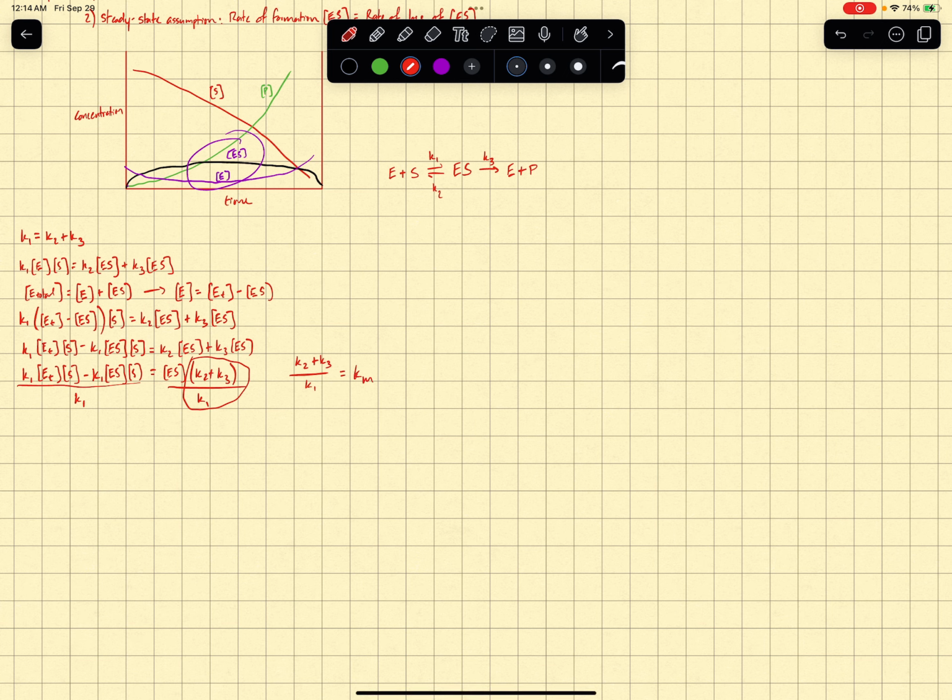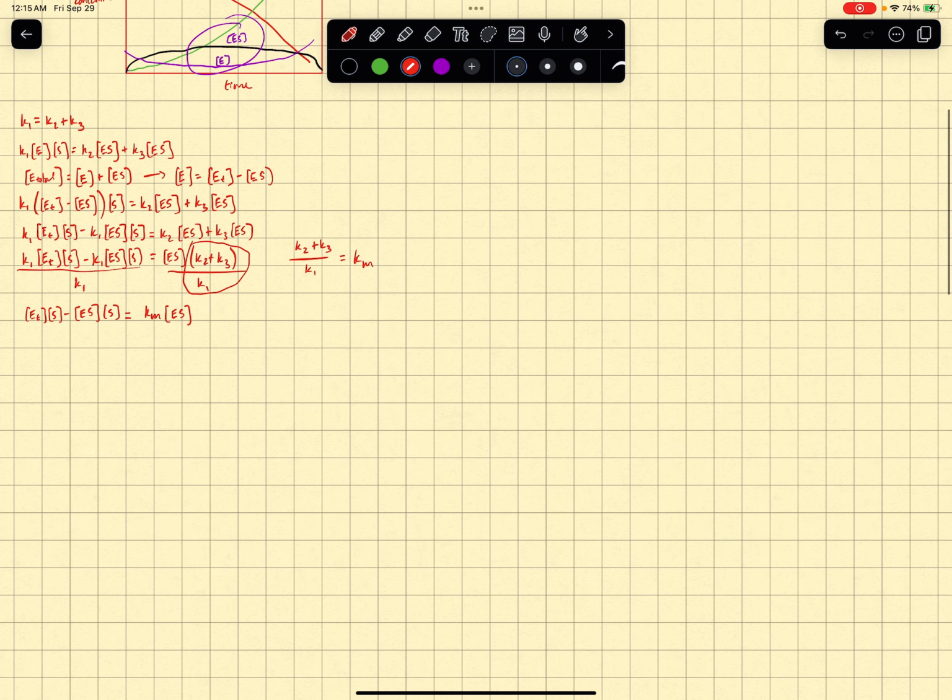So we can rewrite this as the total enzyme times the substrate minus the enzyme substrate complex times the substrate, because the k1s would have canceled out there. This is going to be equal to Km times the enzyme substrate complex. Now if we do a little bit more algebra, we're going to try to isolate the enzyme substrate complex, because the concentration of the enzyme substrate complex is what will lead us to the velocity of the reaction.